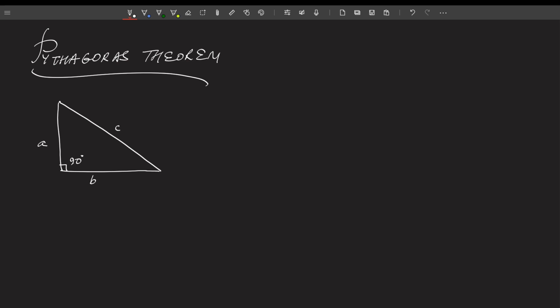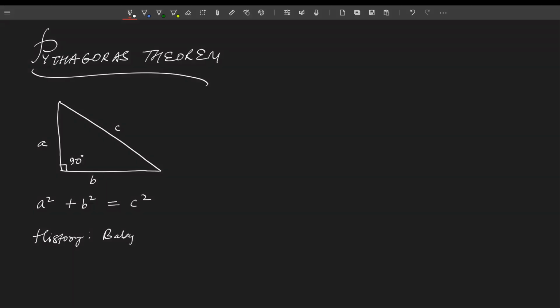So let us consider a right triangle A, B, and C where A and B are the two perpendicular sides and C is the hypotenuse. Then the Pythagoras theorem says that a square plus b square is equal to the square of the hypotenuse. In fact, this particular theorem is one of the earliest that was known to humankind.